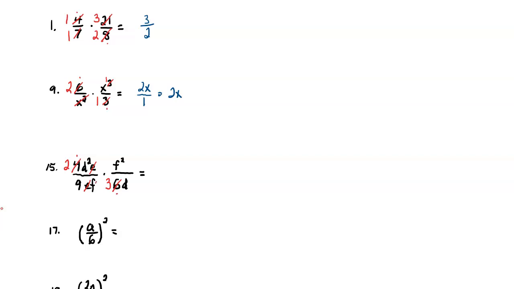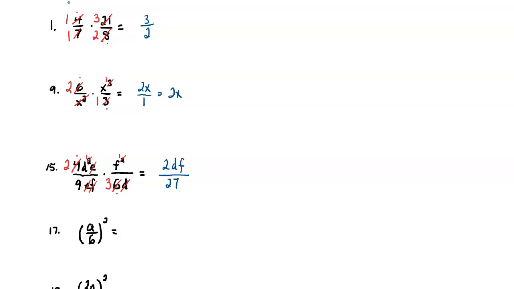There is a letter F in the bottom, which can cancel one of the 2 F's in the top. Cancel the exponent and replace it with a 1. The letter D in the bottom can cancel one of the letter D's in the top, leaving 1 D remaining. In the numerator, there is a 2, there is a D, and there is an F. In the denominator, there's a 9 and a 3. 9 times 3 is 27.